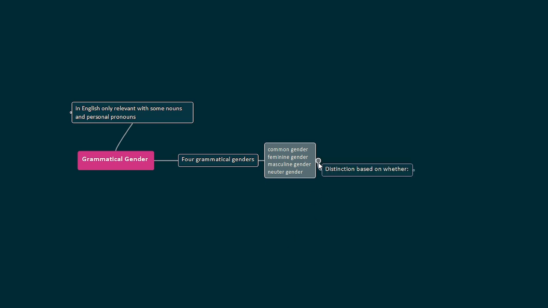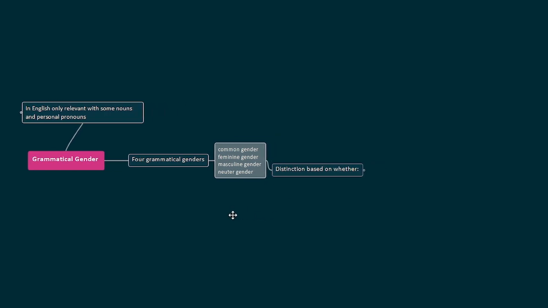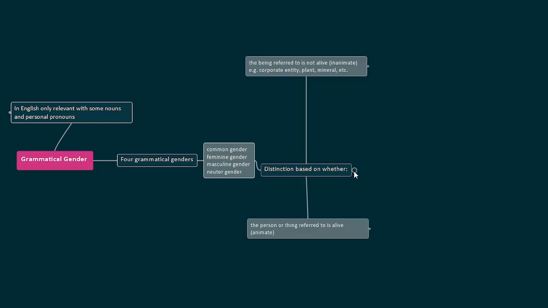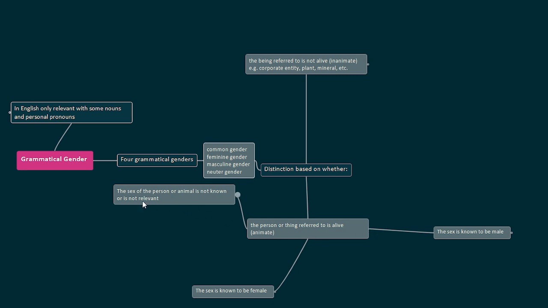And when it comes to determining which gender something or someone falls into, it's first based on whether the thing is alive or not alive. When it is alive, we're going to have one of 3 situations. We're going to have a situation where the sex of the person or animal is not known, or it doesn't matter, it's not relevant. Or we're going to have a situation where the sex is known to be female, or we're going to have a situation where the sex is known to be male.